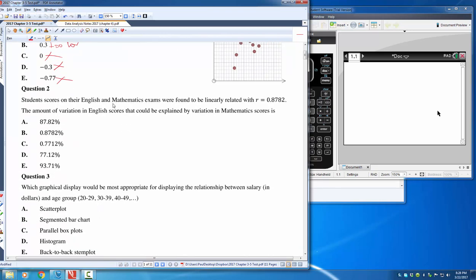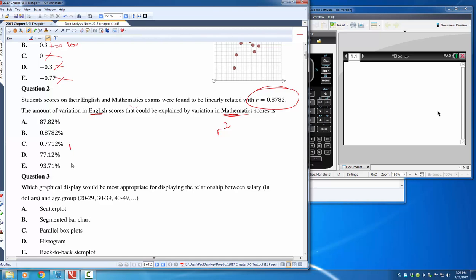Alright, student scores on their English and Maths exams were found to be linearly related with an R value of 0.8782. So when we're talking about variation in English scores, that could be explained by variation in math scores. We're talking about R squared, so what we've got to do is square this R value. Experience tells me that when I square it, I'm going to get a number a little bit smaller than that, so I'm going to get 0.77, something like that.